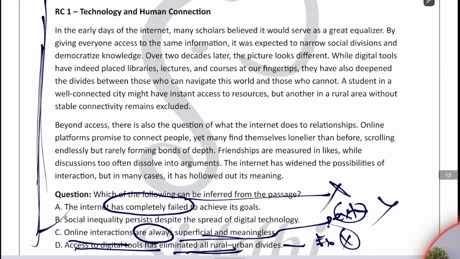If you are good at practicing, and if you practice 30 to 40 questions, then definitely you can identify these kinds of questions.